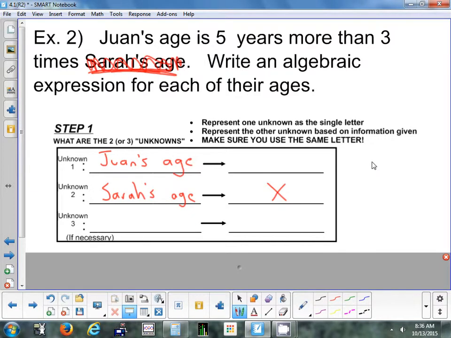Now all I'm focused on is Juan's age is 5 years more than 3 times. All right, and everything we do is going to be based on that X. So what I would suggest, guys, is work backwards, because even if you have a decrease by or a minus or something like that, work backwards. That way, if you do it the same way for an addition, it'll be the same way for a subtraction kind of problem.